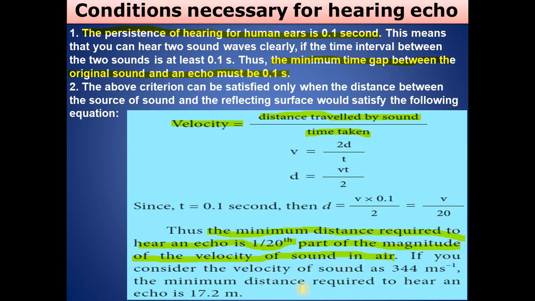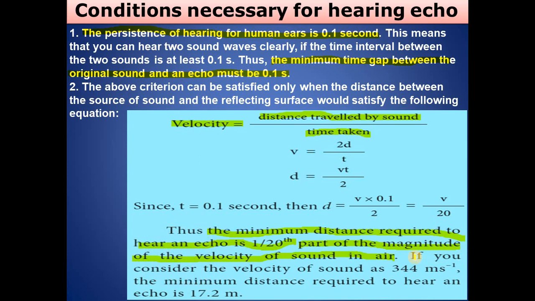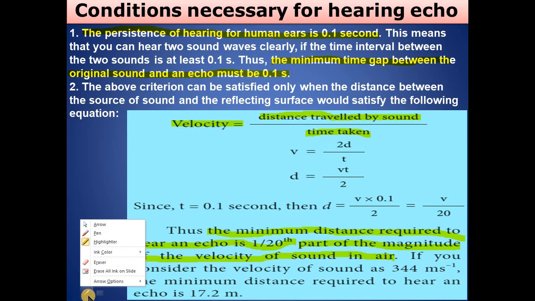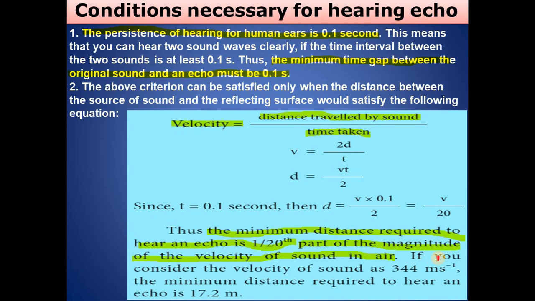The next point is also very important for your objective type questions. If you consider the velocity of sound as 344 meters per second, the minimum distance required to hear an echo is 17.2 meters.